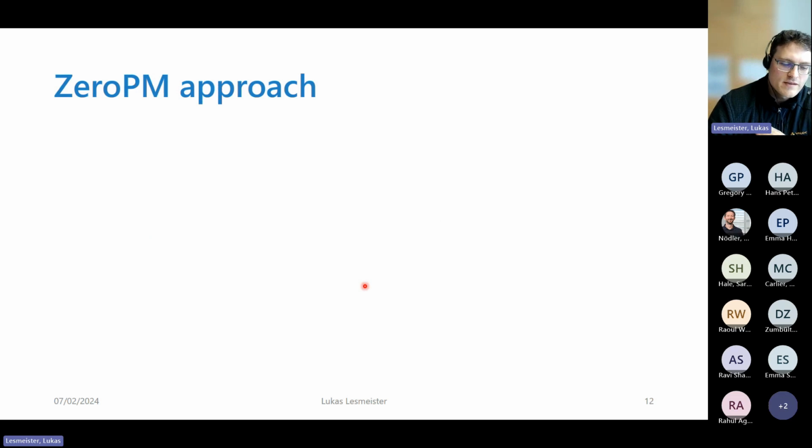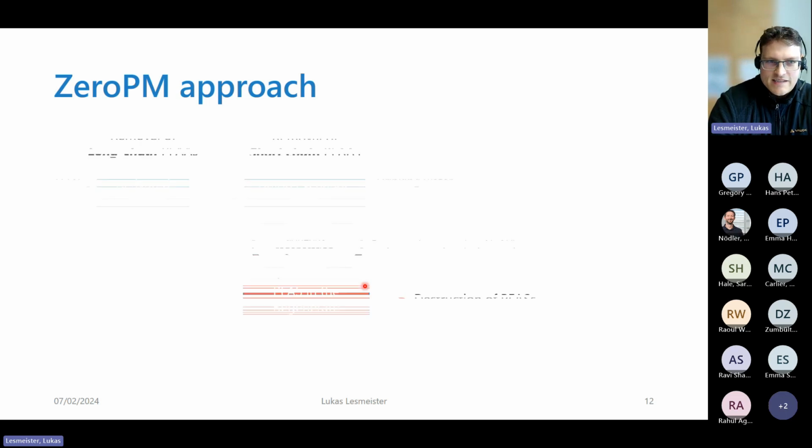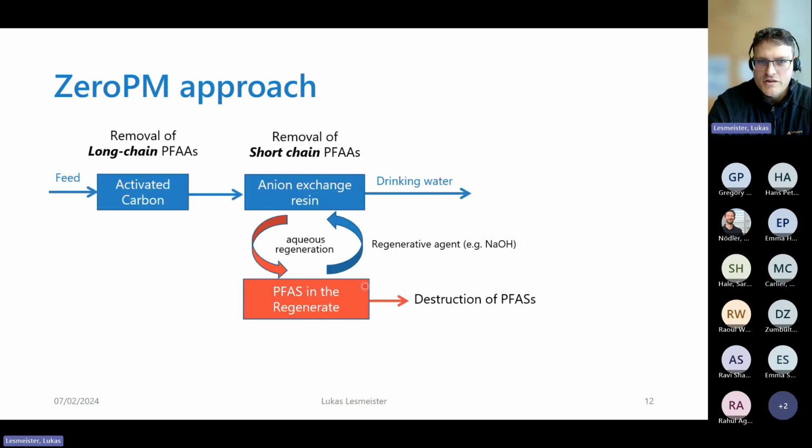So there are maybe different ways to approach it. I will show you how we do it in ZeroPM. This is our vision of a sustainable PFAS treatment process for drinking water in this case, and maybe also for some other applications.